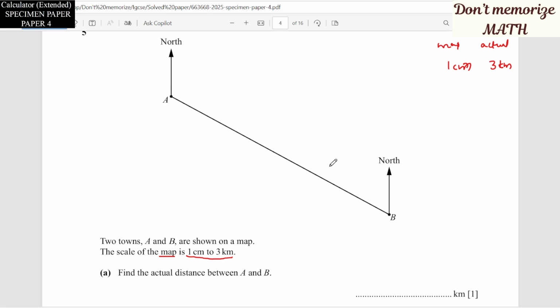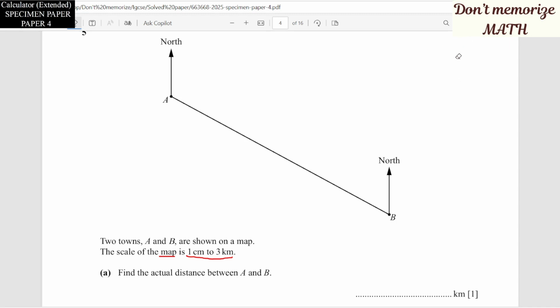Suppose this is 5 centimeter. So for 5 centimeter in the map, the actual distance will be 5 times 3 kilometer, because 1 centimeter means 3 kilometer in actual life. So if it is 5 centimeter, we have to multiply that by 3. Then only you will get the actual distance between the places. That is map scale.